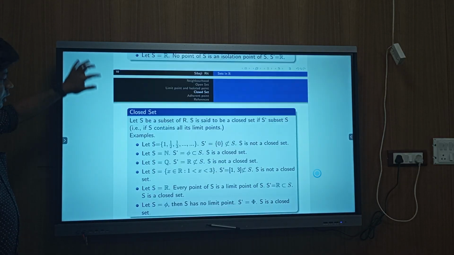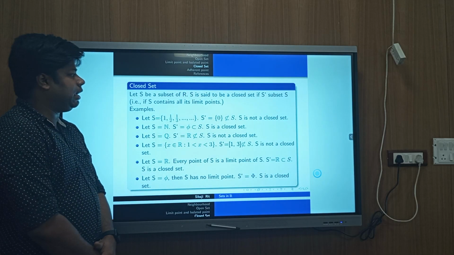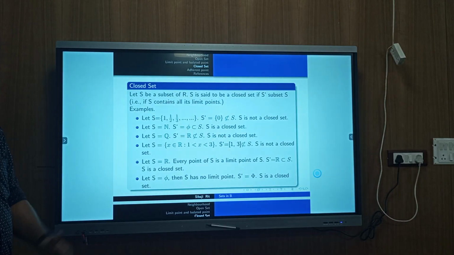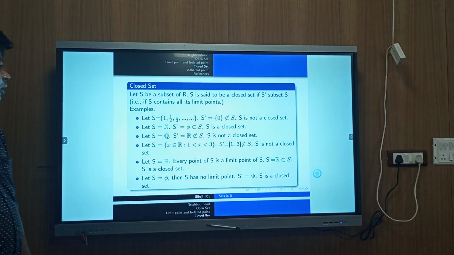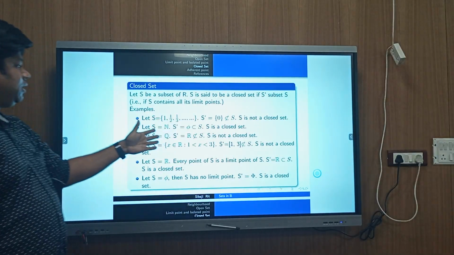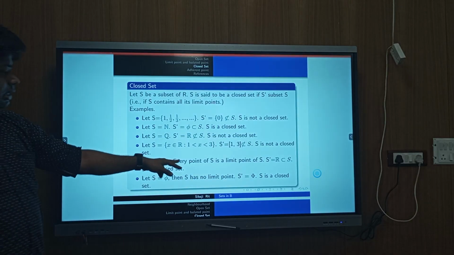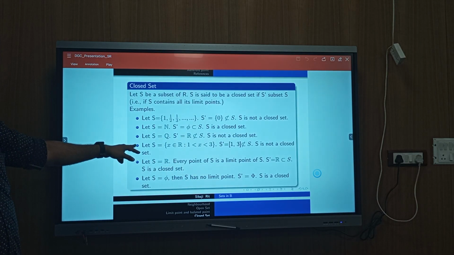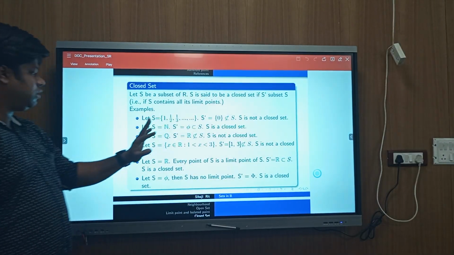Next, closed set. Let S be a subset of R. S is said to be a closed set if the derived set of S is a subset of S. Here are some examples of closed sets. Phi is a closed set. R is also a closed set. Q is not a closed set. The open interval (1, 3) is not a closed set.